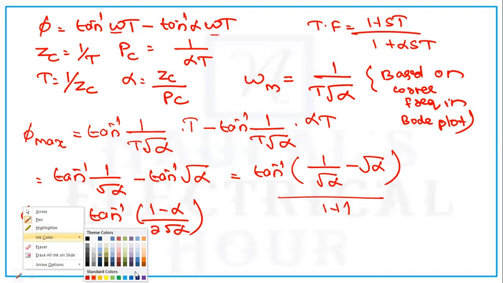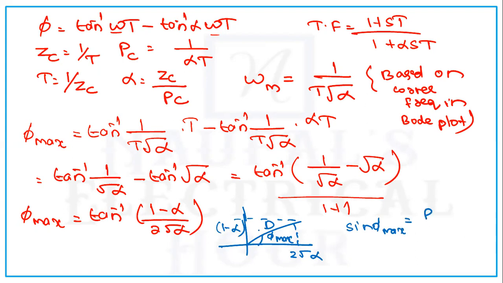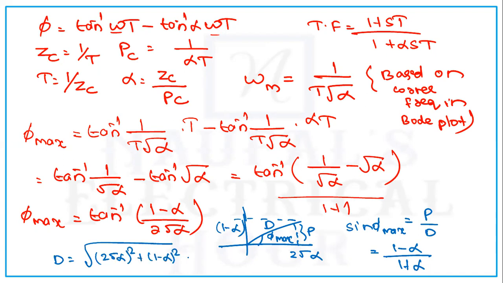So the same equation can be written in terms of sine also. Here you have tan inverse as opposite side by adjacent side. So if the hypotenuse is D, then the adjacent side is 2 root alpha, the angle is phi max, and the opposite side will be 1 minus alpha. So sine phi max is equal to P by D, if you call the opposite side P, it is opposite side by hypotenuse, which is equal to (1 minus alpha) by (1 plus alpha), because D is equal to the root of (2 root alpha) squared plus (1 minus alpha) squared, which is equal to 1 plus alpha, because this value is equal to (1 plus alpha) the whole squared. So this way also you can get it. So sine phi max is (1 minus alpha) by (1 plus alpha).